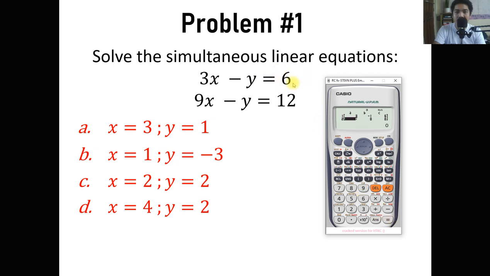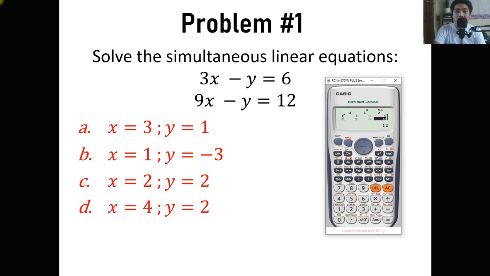If the constant here is on the left side, equal to 0, the constant should be transposed to the right side, so that it is always in the format. For the second equation, we have 9, we have -1, and then we have 12.